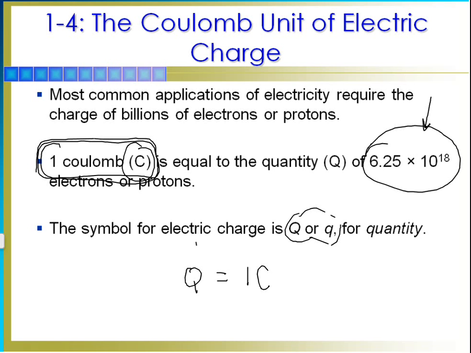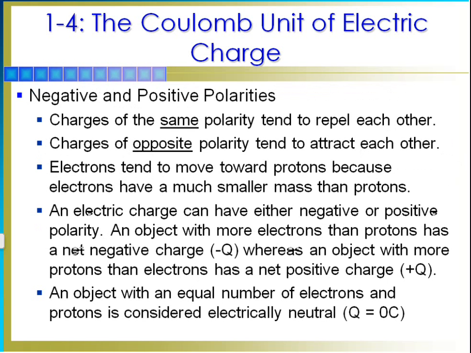So this is the symbol you use for your formulas. This is what you use for the value of 1 charge. 1 coulomb of charge. Okay, as I said, you can have positive charge or negative charge. So a positive Q or a negative Q of a charge. Charges of the same polarity, just like magnets, they're going to repel each other. Opposite charges are going to attract each other.